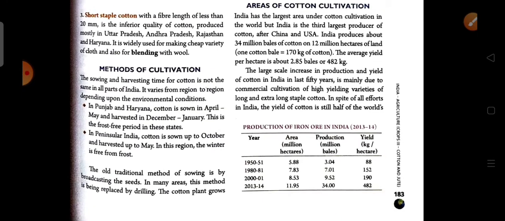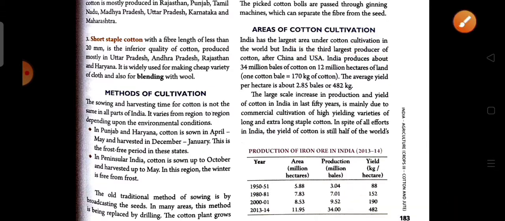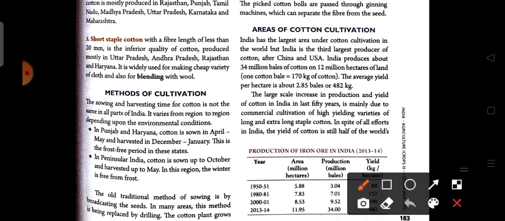Now we are going to discuss the areas of cultivation of the cotton crop. Here we see that India has the largest area under cotton production in the world, but India is the third largest producer of cotton. So India has a large cultivation area, but its position is third. Why? Because India's production per hectare is very much less compared to China and USA. Though it has the largest area of production, the production per hectare is very low compared to China and USA.